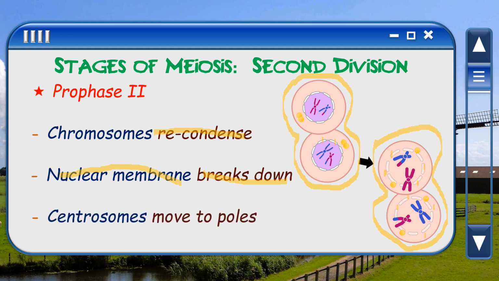And then the centrosomes are going to move to different poles. When we finished our first meiotic division, the centrosomes were at the same side. But now, in prophase 2, the centrosomes are going to move to different poles. You will see them moving to different poles. That is prophase 2.